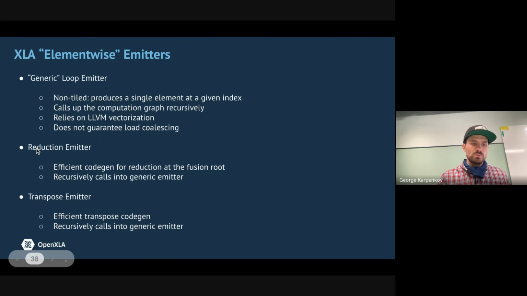Then we have 2 so-called hero emitters. They're called hero because we look at the root operation of the fusion. So if it's a reduction, it will go to the reduction emitter. If it's a MATMUL, it will go to the MATMUL emitter. And basically, the root operation of the fusion determines the codegen strategy for this fusion. Well, it's not always a root operation. You can still have an epilogue fusion, but it's the main operation which determines the tiling strategy of the cluster. And then for the direct LLVM emitters, the main 2 are reduction and transposition, and then they recursively call into the generic emitter for the prefix and the postfix of the computation.